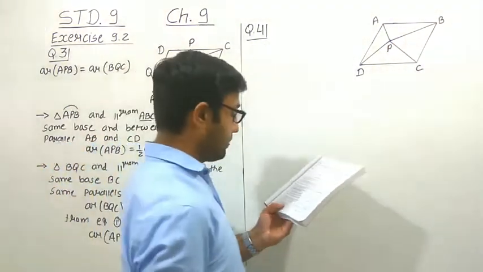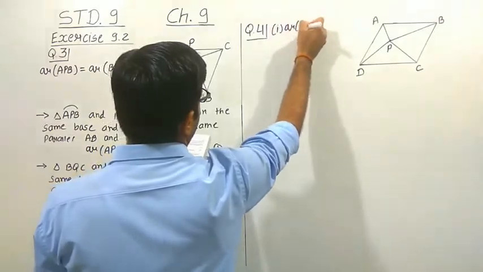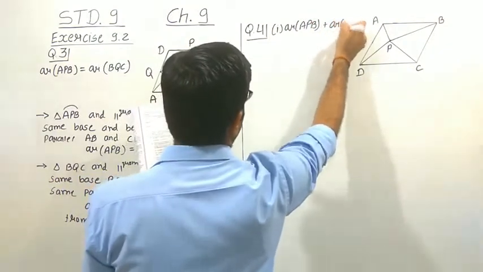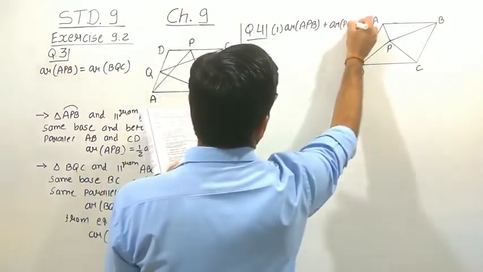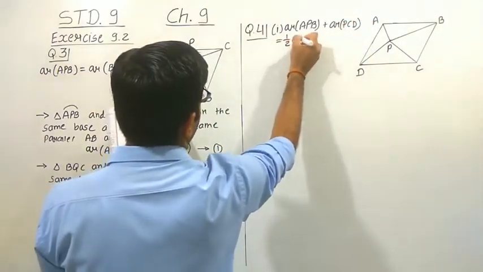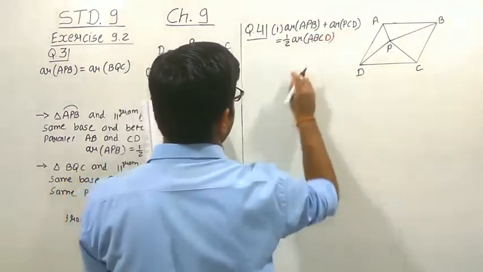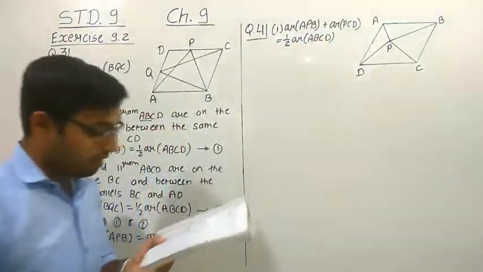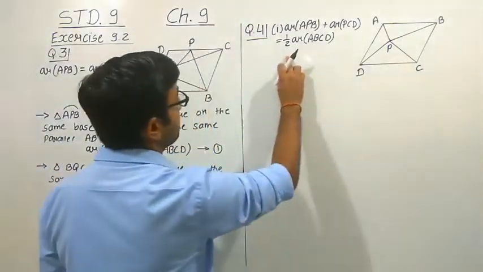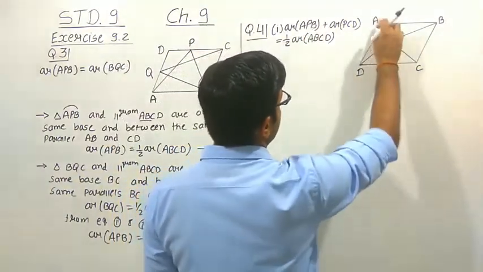So the first thing we have to prove is that area of APB plus area of PCD is equal to 1 half the area of ABCD. That is the first thing here we have to do. Right? So here, if we want to consider the triangles APB and PCD, then PCD is here, APB is here.